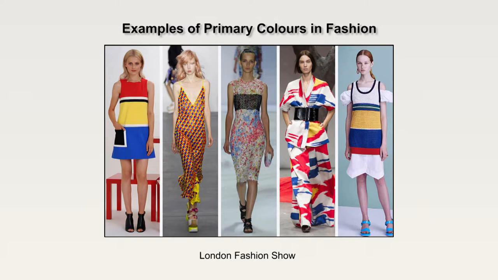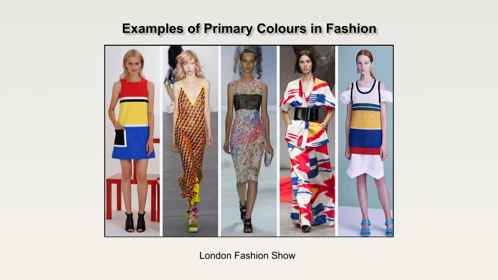Take a moment to observe the different colors used in these outfits. These are images from the London Fashion Show. The first image is by Lisa Perry, a color blocked dress in primaries. Next is Fyodor Golan with an attractive all-over printed dress using only primary colors. Yet another printed dress in primaries, red, blue and yellow by Monique Wheelier.